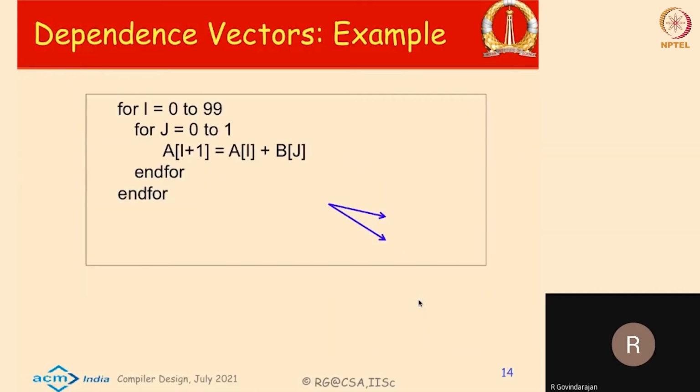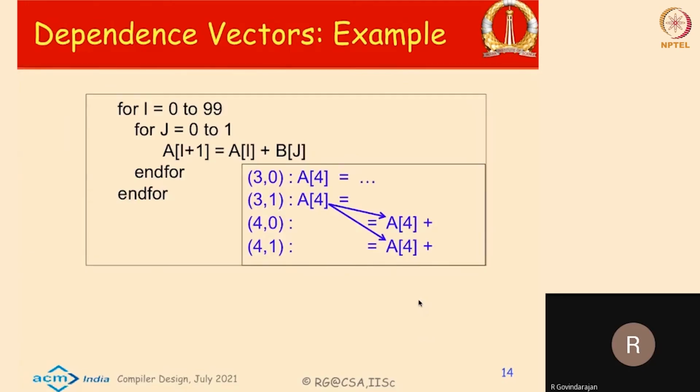Okay, so there is one more example here. This is a little bit more tricky, where I have a nested loop, but in that nested loop, I am accessing a one-dimensional array. And if you look at it, I have taken different iteration vectors like 3, 0, 3, 1, 4, 0, 4, 1, etc. You can see that each one of these is essentially producing a value for a of i plus 1, which is consumed in the subsequent iterations for all iterations of j.